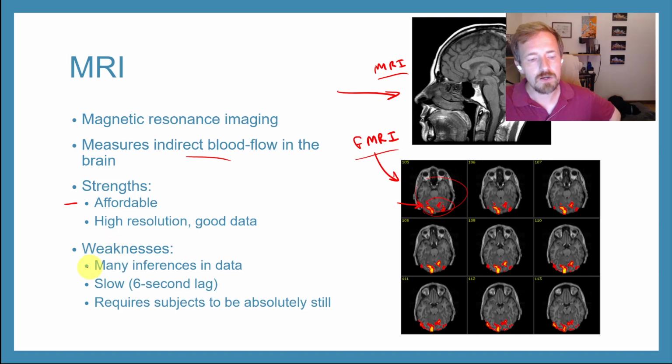The weakness, though, is that it does require a lot of inferences. We just walked through some of those. It is relatively slow, so if you look at coffee, it takes roughly 6 seconds for your brain to recruit extra blood for that to occur. So you have to take that into account whenever you are drawing conclusions here, and it also requires that subjects lie absolutely still. They're not allowed to move whatsoever.